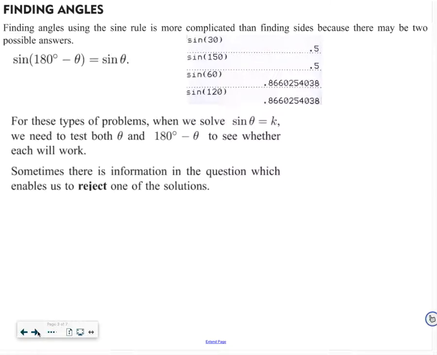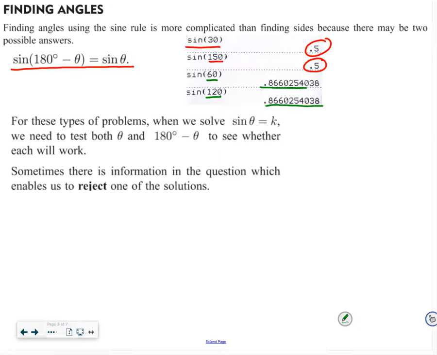When finding angles with the law of sines, we have to understand that we're dealing with potentially obtuse or acute triangles. In the law of sines, this is true: the sine of 180 degrees minus theta is equal to sine of theta. You can try out different values in your calculator. As an example, sine of 30 is 0.5, and if we do 180 minus 30, we get 150, and the sine of 150 is also 0.5. That's true for any sine value and its supplement angle. So sine of 60 ends up being 0.866, and 180 minus 60 is 120, and the sine of that is exactly the same.